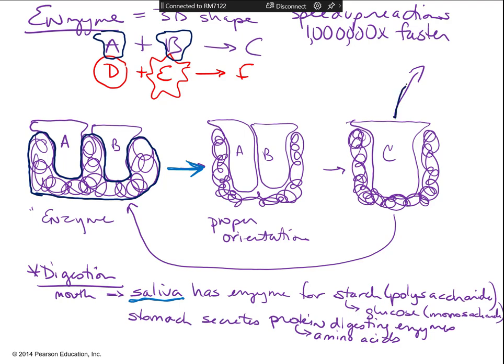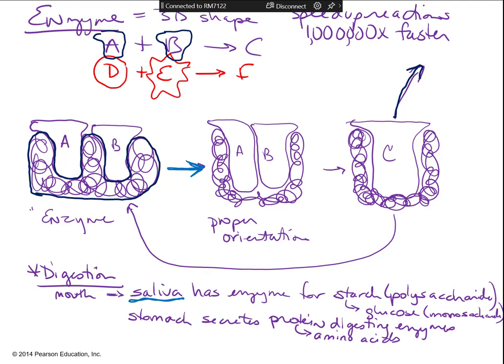The neat thing is as soon as the reaction is done, the product gets released and the enzyme returns to its original position and it can do this again. So catalysts don't just speed up a reaction one time. As long as I have A and B, this enzyme can take A and B and make C, take A and B and make C, take A and B and make C. It can just continue to do this until there's no more A and B. So it's not a one-time use. That is why they say that catalysts are not used up in the reaction. They just help to bring reactants together in the right orientation to help speed up the reaction.